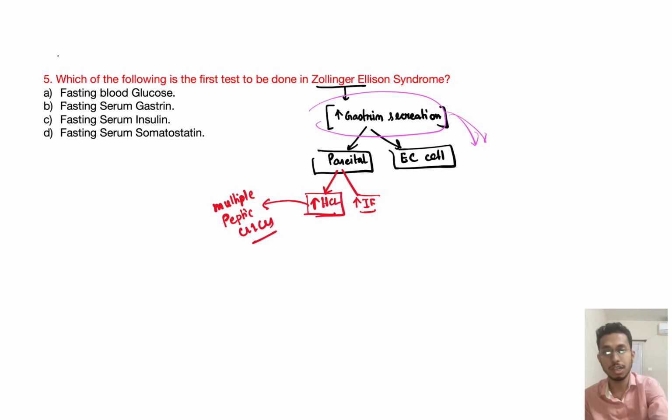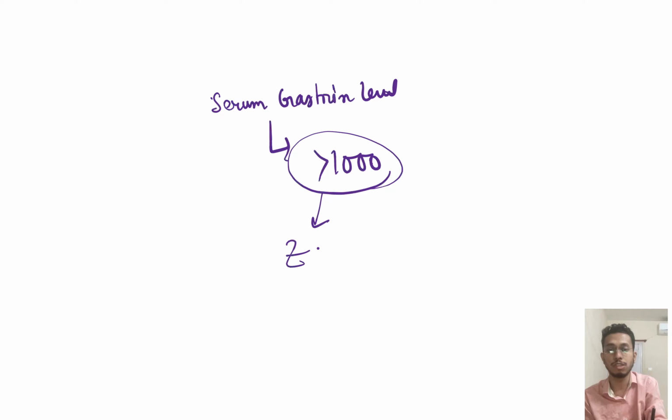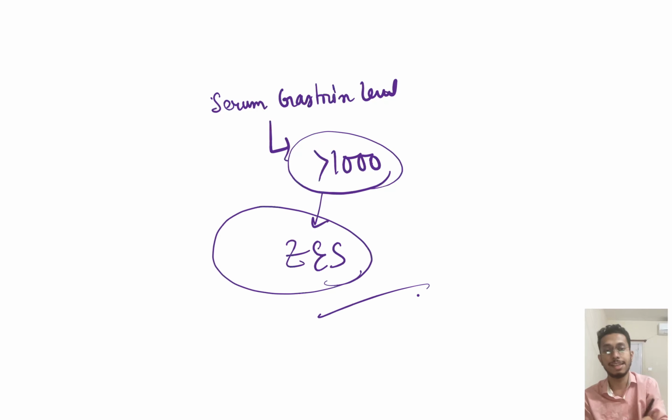Now, coming to the question, it says what is the first test to be done in Zollinger-Ellison syndrome? When you suspect Zollinger-Ellison syndrome, the first test you need to do is to check the serum gastrin level, and if it is more than 1000, that is highly specific for diagnosis of Zollinger-Ellison syndrome.